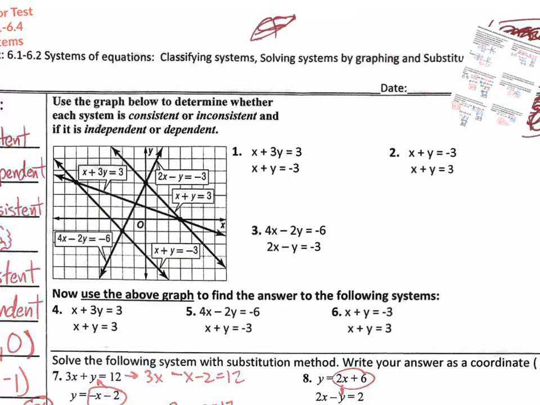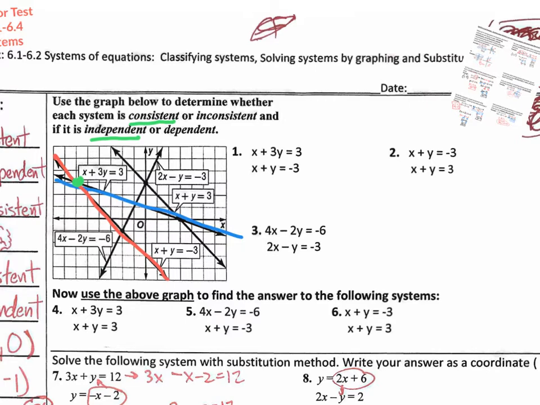So if you did take a look at the first blue line and the second red line, you'd know that they cross right there at that location. So when you classify it, it's consistent and it's independent. So that's the answer number one, consistent, independent, right? So the very first three questions was on classifying. That's going to be the very first three questions on tomorrow's test also, classifying.